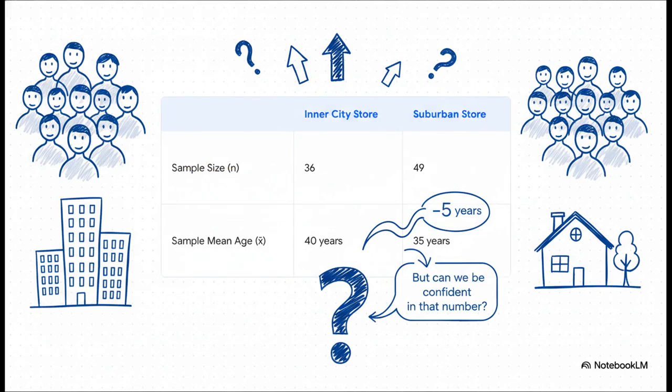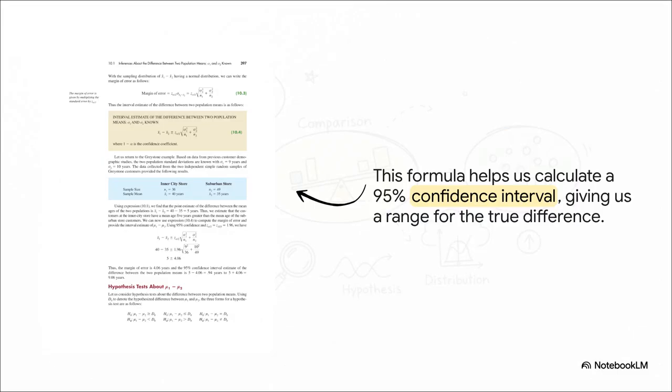From the city store, we grabbed 36 people, and their average age was 40. From the suburban store, we got 49 people, and their average was 35. So, right off the bat, our best guess is that city shoppers are about 5 years older. But can we really be sure about that number? To figure that out, we need to create a margin of error.